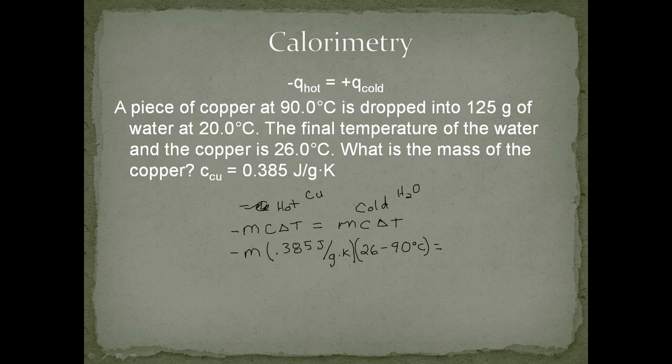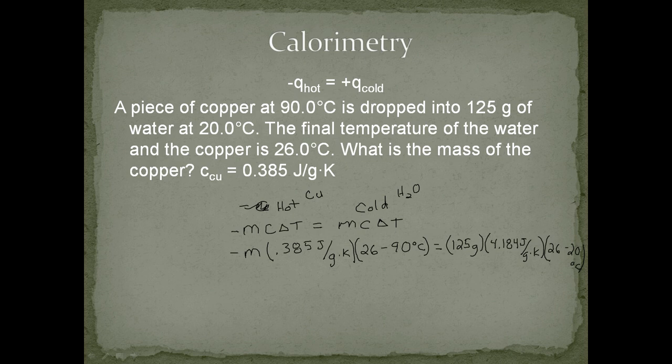Then we have the water side. We have 125 grams of water. I think I'm going to run out of space here, but let's keep going. For our specific heat, remember, water is 4.184 joules. We want to keep it in joules, so it's joules per gram degree C or K. And then our ΔT: the T final is 26 minus 20, and those are in degrees C.